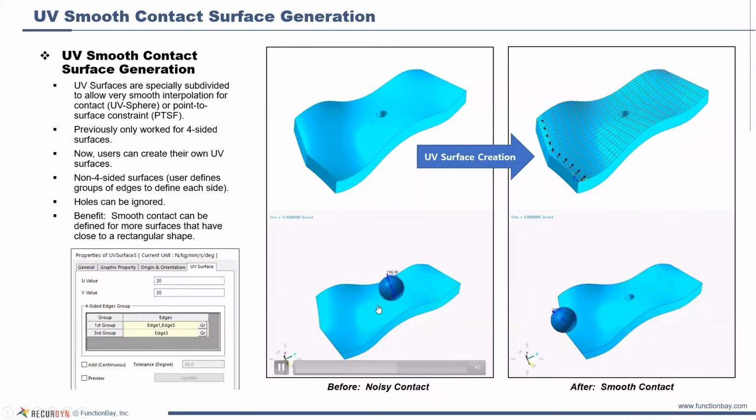So this is the before UV surface creation. You can see that there's a contact force arrow that as the ball rolls across the surface, the contact force arrow is a little bit noisy just because there's some tessellation of the contact surface going on behind the scenes. But then after we create the UV surface, we can see that the contact force is much smoother because there's the interpolation going on to create that smooth surface underneath.